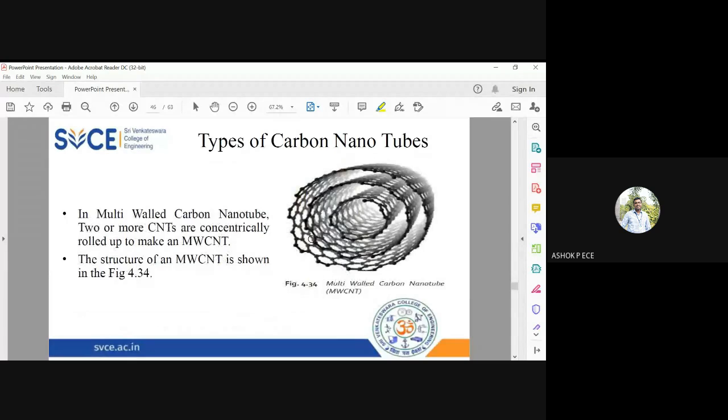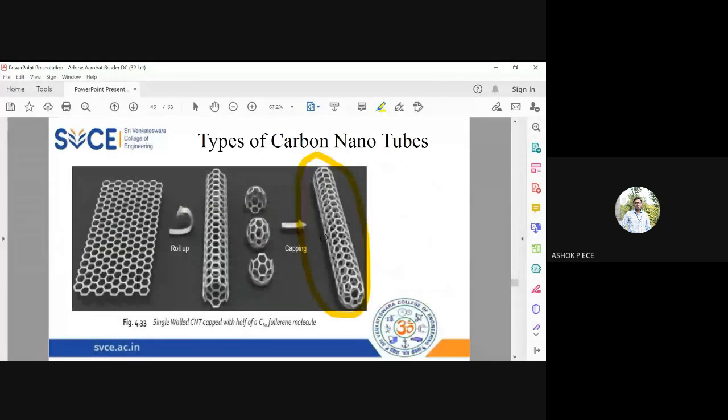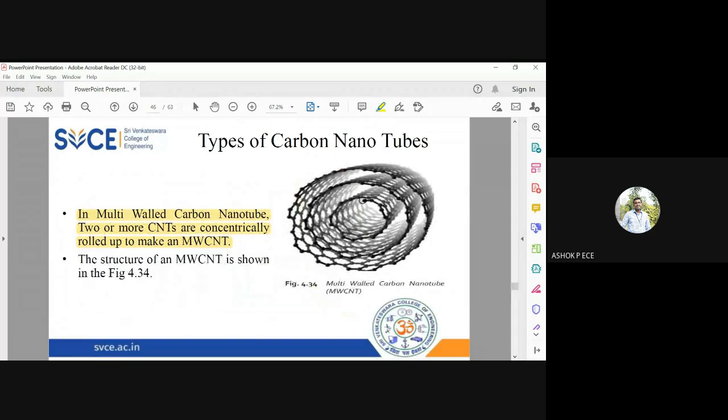Okay. So in a multi-walled CNT, 2 or more CNTs are concentrically rolled up. You can see that previously I had only one rolling, but here I have multiple rollings. And what is the connection? Each rolling is concentric to the outer rolling. So all the rollings are concentric, they don't touch each other, and they look like perfect circles.